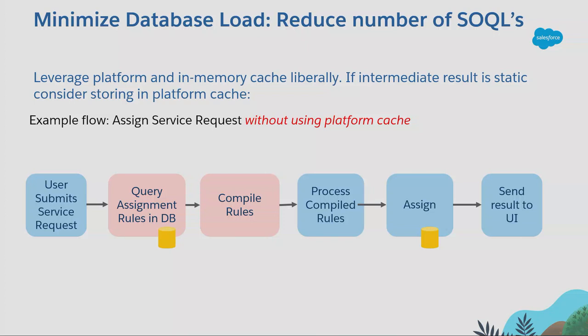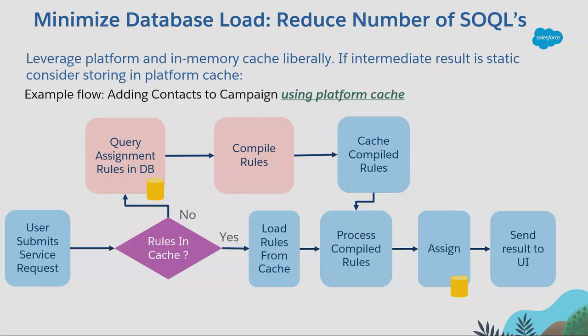The reason the assignment rules are in pink is because in this scenario, the assignment rules probably don't change a whole lot, unless there's somebody at the company constantly changing the logic for how service requests are parsed out to personnel. Probably they're pretty static. And if that's the case, a better way to do this would be to leverage the platform cache for them.